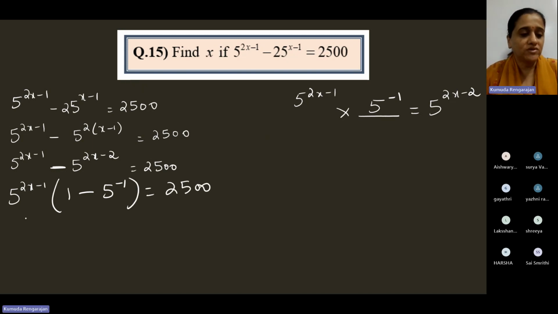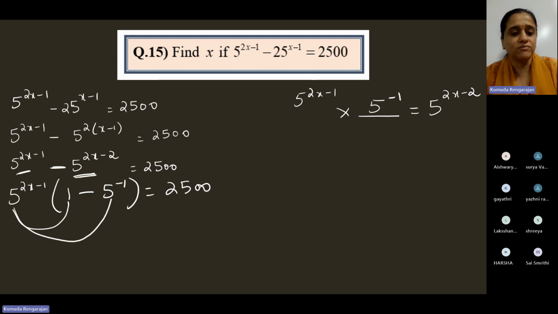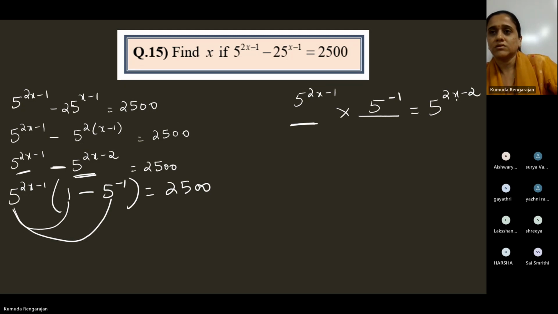Five to the power 2x minus 1 into 1 will give you the first term, 5 to the power 2x minus 1. Now 5 to the power 2x minus 1 into what will give you the second term, 5 to the power 2x minus 2? So that's what we have tried here. 5 to the power 2x minus 1 into what will give you 5 to the power 2x minus 2? So the answer is 5 to the power minus 1. Now add the powers: 2x minus 1 minus 1 is 2x minus 2.